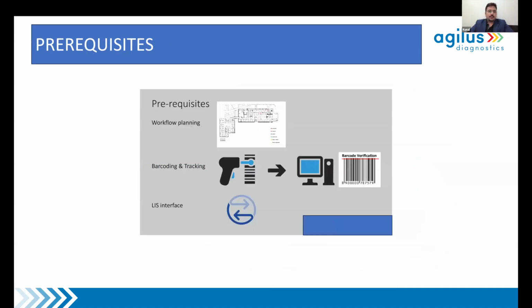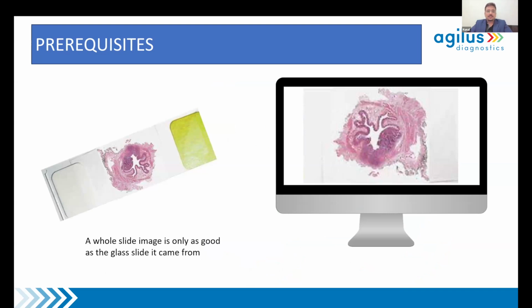Another very important point I would like to tell everyone is that in variety of prerequisites, in your workflow planning, barcoding and tracking, LIS interface, one thing that you must remember is it is your whole slide that actually gets digitized.